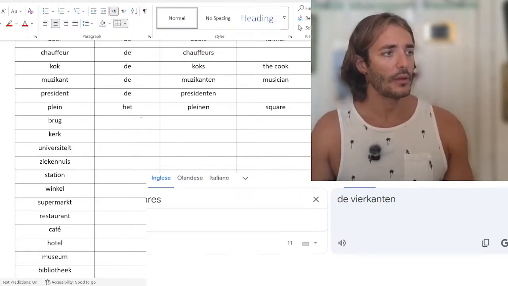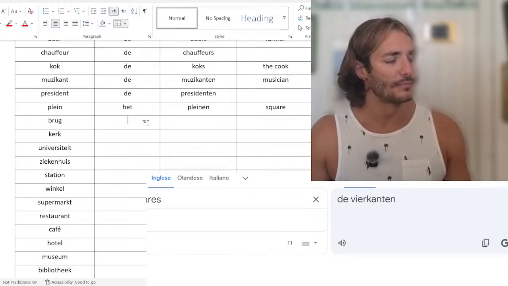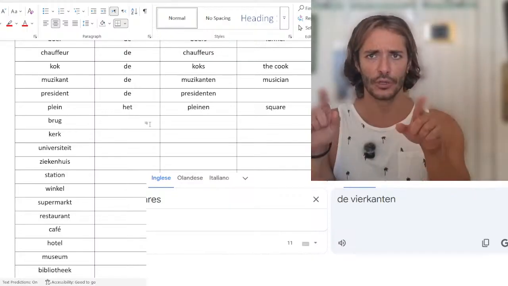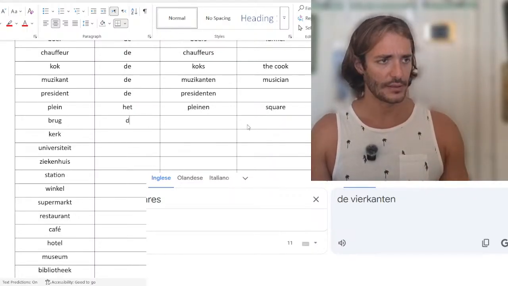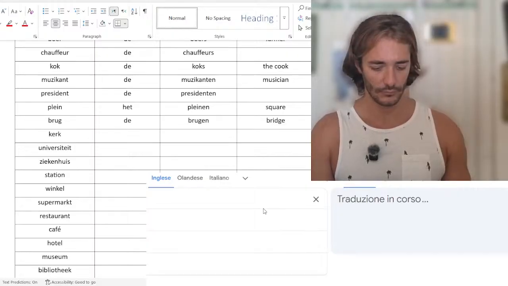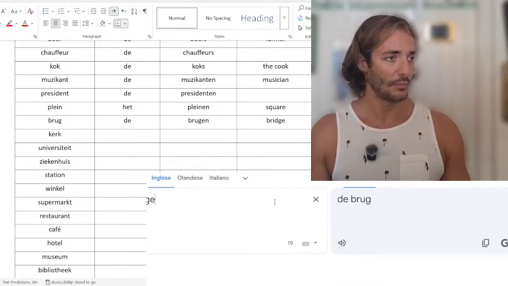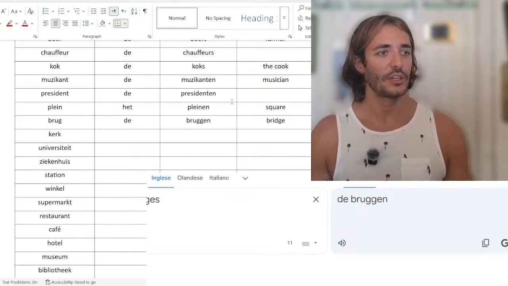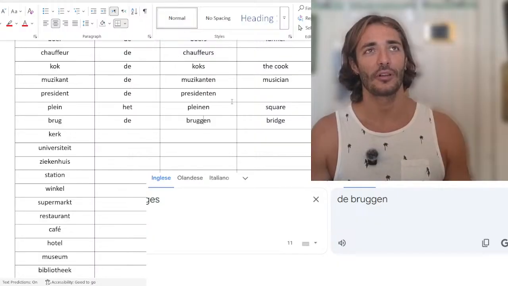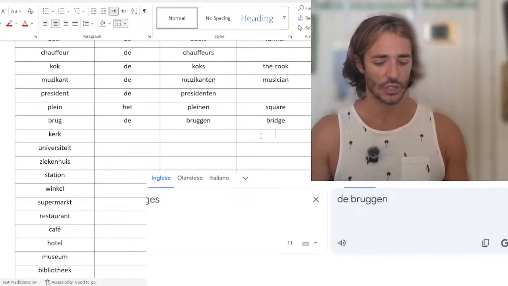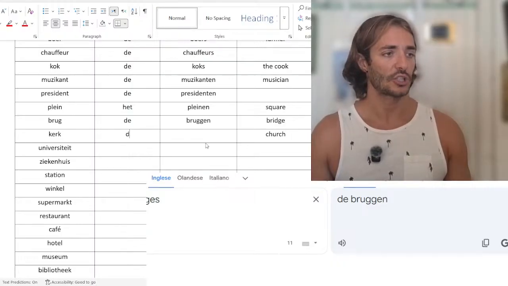So, het plein, de pleinen, square. Bru, bru. This is probably bridge. Bruggen. Ja, de brug. De Bruggen, double G. I wish I knew why. Brug, Bruggen. I don't know. Kerk. This is probably church. The church. Kerken.